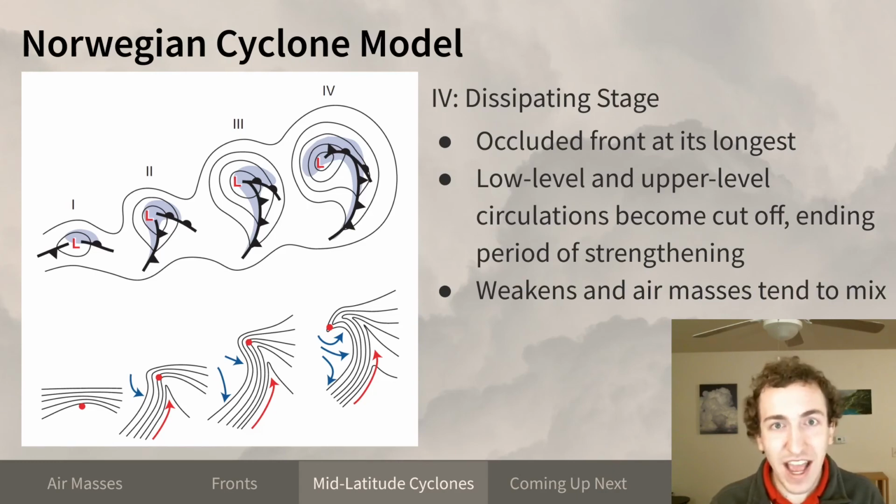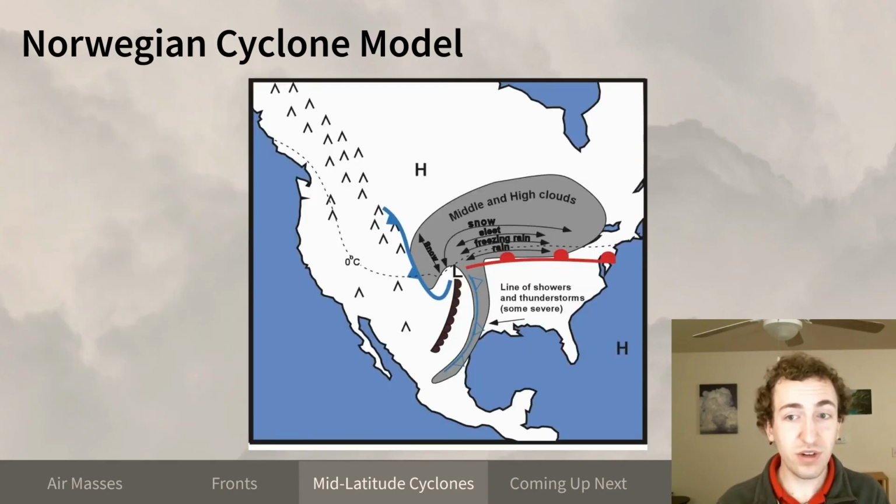So that ends our little 4-step conceptual model of how these mid-latitude cyclones, these large-scale low-pressure systems in the mid-latitudes, tend to behave, which is the last thing we're talking about in this section. And to conclude, sort of as a general picture of what the weather looks like around one of these systems.